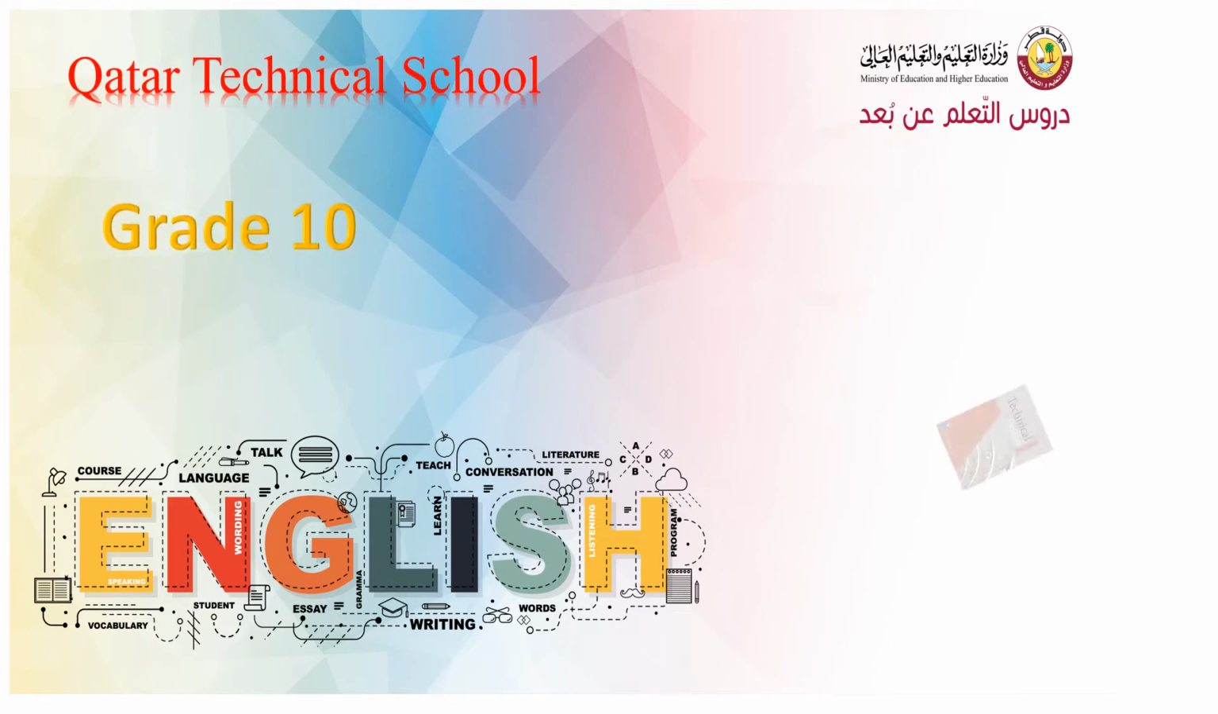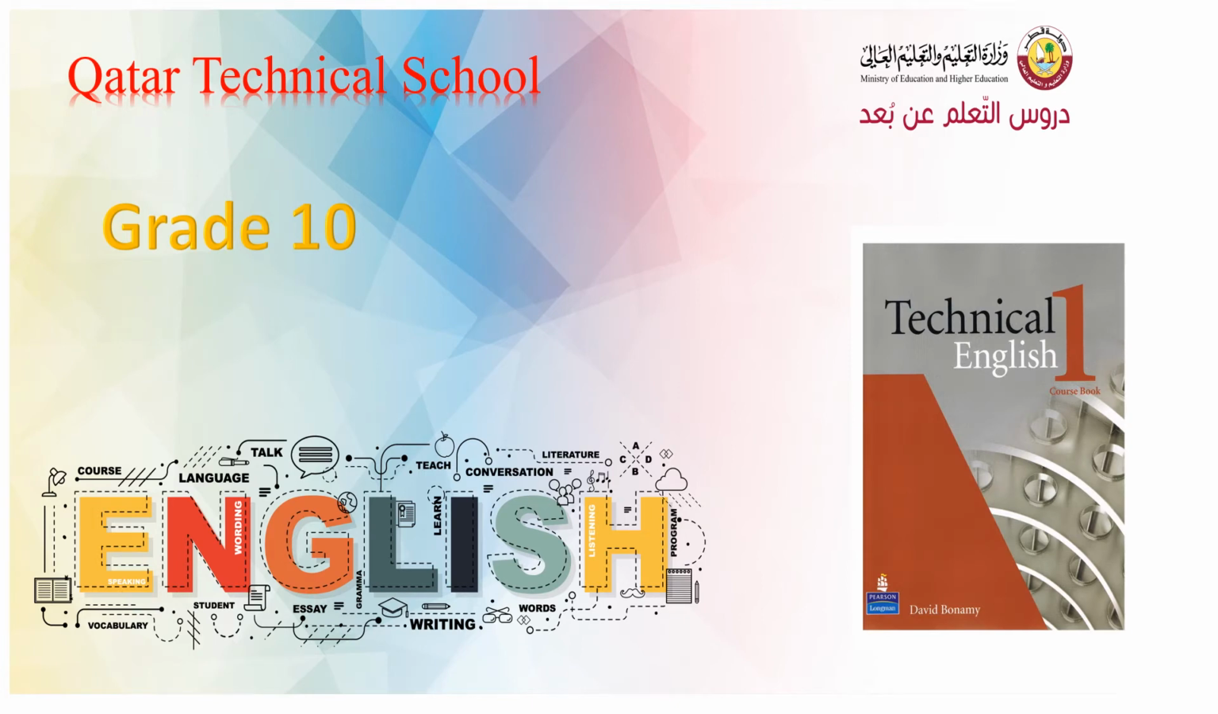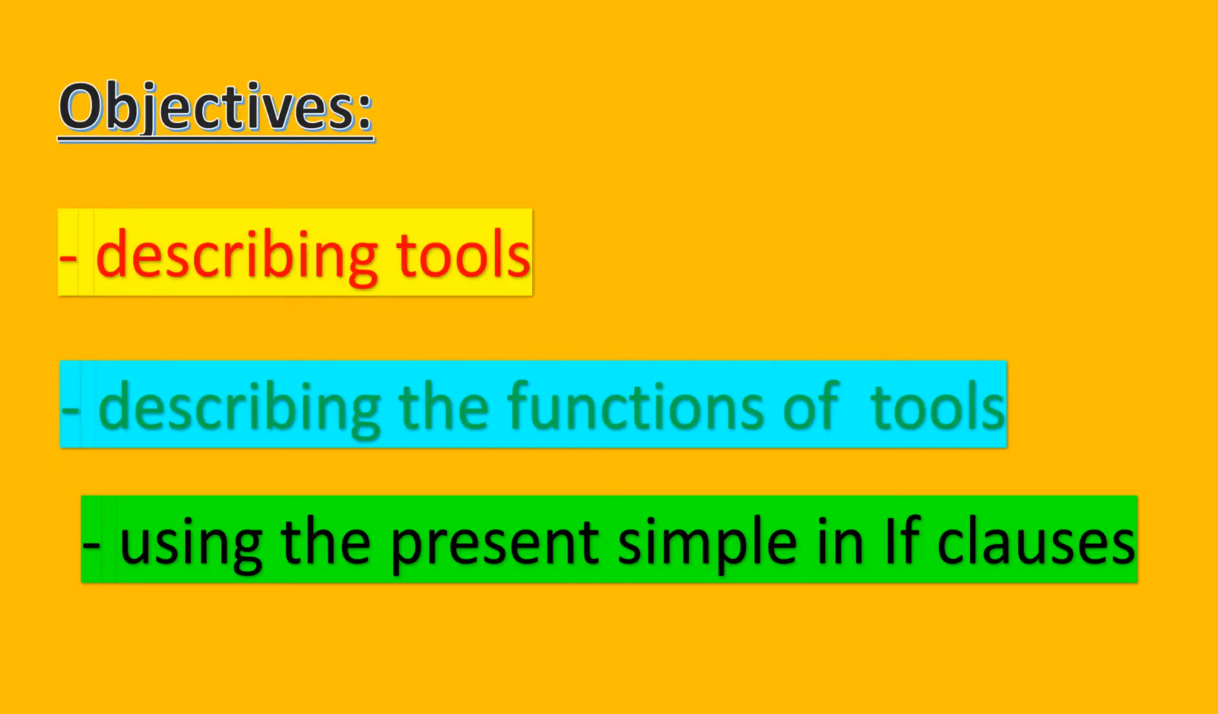This is an English lesson for grade 10, and today we're starting the enrichment lessons, and today is enrichment 4. We took 3 enrichment lessons before the mid-semester exam, the midterm exam. Now we will start preparing for the final exam, and this is enrichment 4. In today's lesson, we have 3 objectives: describing tools, describing the functions of some tools, and using the present simple in if clauses. Okay.